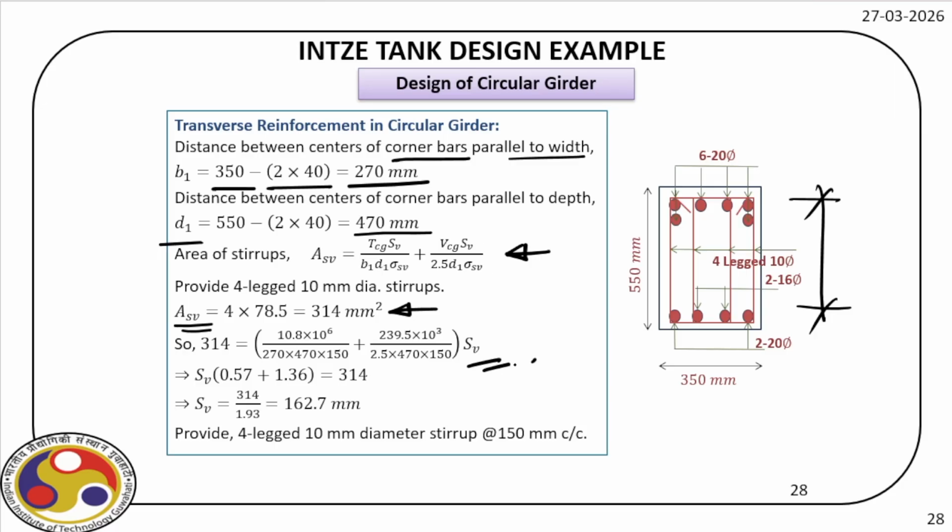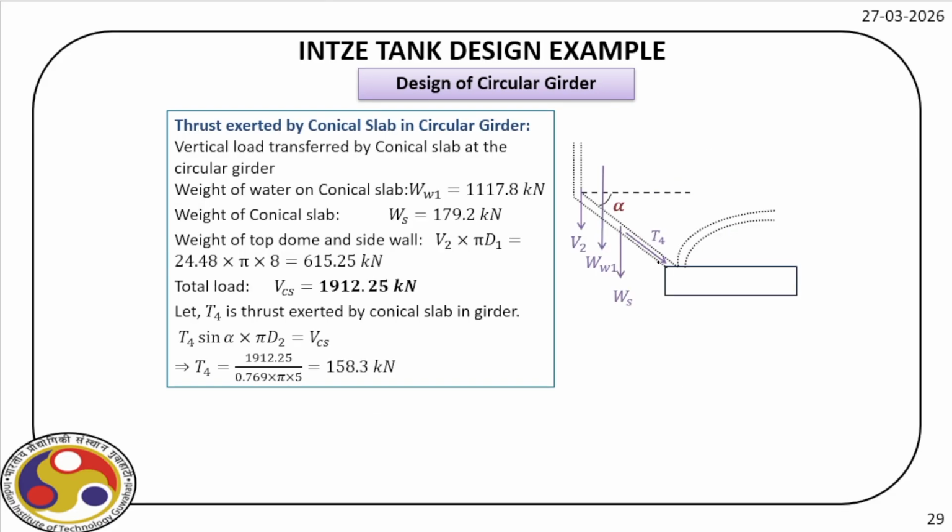So we can find out SV. SV is 314 divided by 1.93, which is 162.7. So we provide 4-legged 10 mm diameter stirrups at the rate of 150 center to center, and which are marked here. Right. So you can see the main bars and the stirrup.